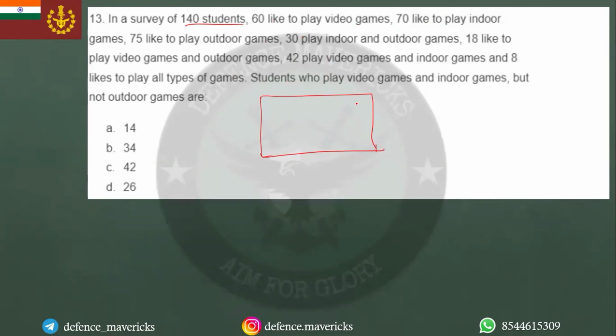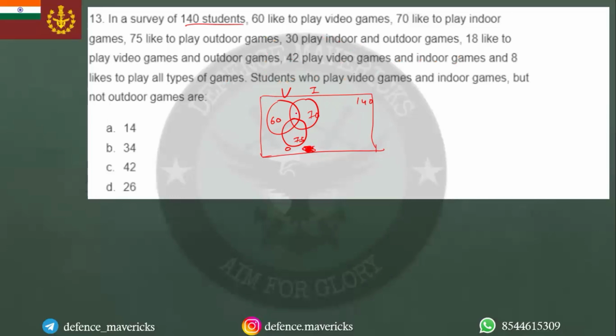So 140 are there. मतलब the universal set is 140. 60 like to play video games. ठीक है? So this is video game 60. 70 like to play indoor games. Okay. Then there are 75 who like to play outdoor games. Okay. Now it says 30 play indoor and outdoor. 18 like to play video and outdoor. Okay. So what is this?